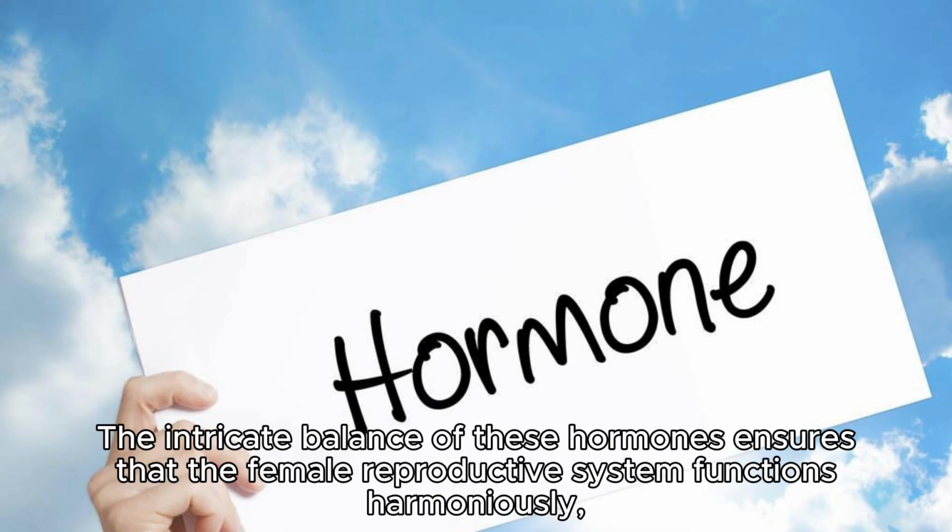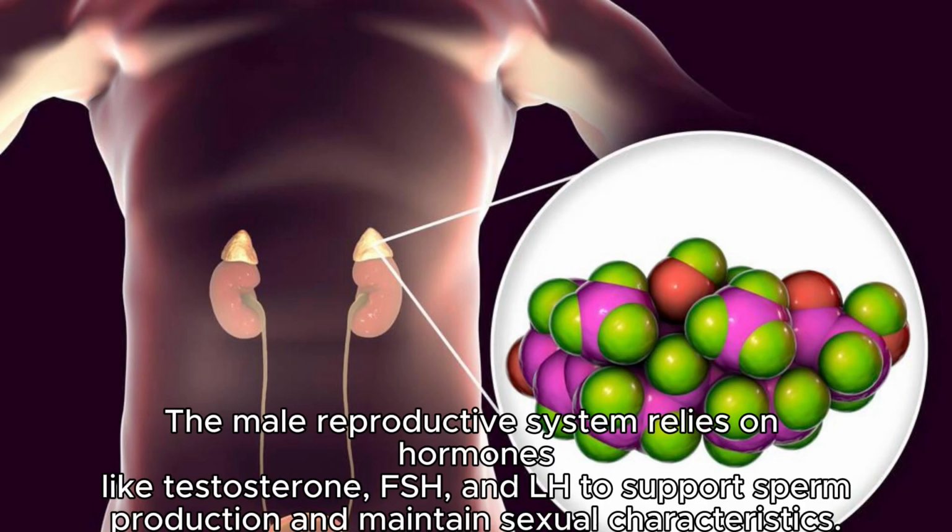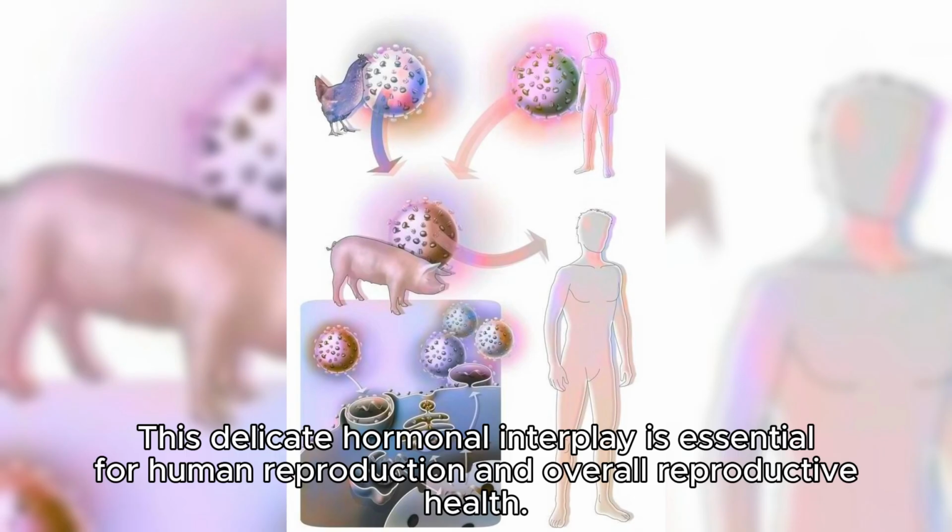The intricate balance of these hormones ensures that the female reproductive system functions harmoniously, leading to ovulation, fertilization, and, in the case of conception, pregnancy. The male reproductive system relies on hormones like testosterone, FSH, and LH to support sperm production and maintain sexual characteristics. This delicate hormonal interplay is essential for human reproduction and overall reproductive health.